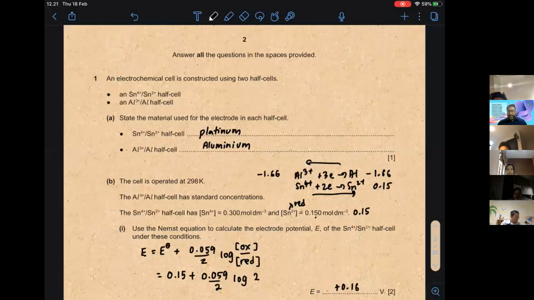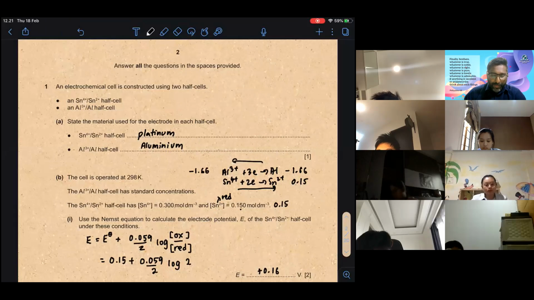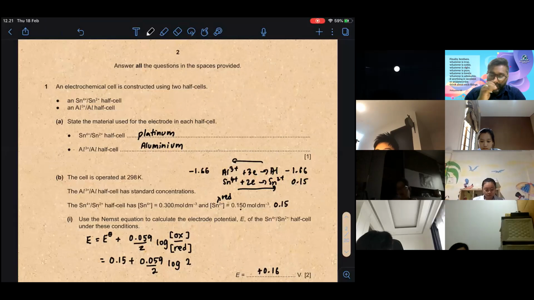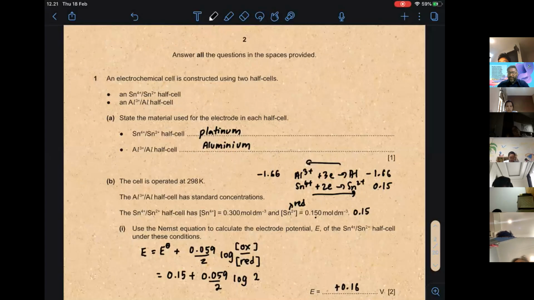So let's try the first question over here. Now, we have an electrochemical cell. It's going to be constructed using two half cells. So you have this. They want you to find out the material used for the electrode. Now you can see roughly now.